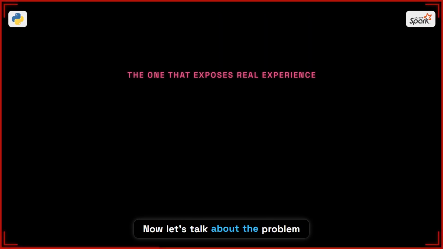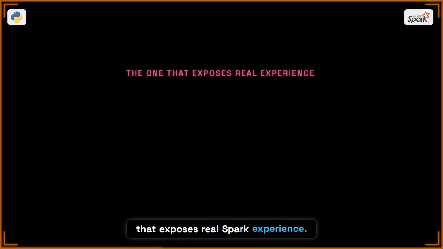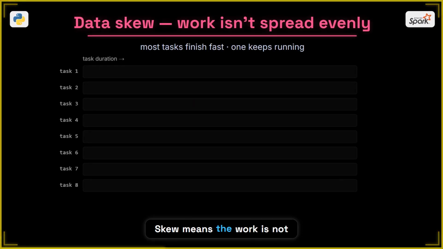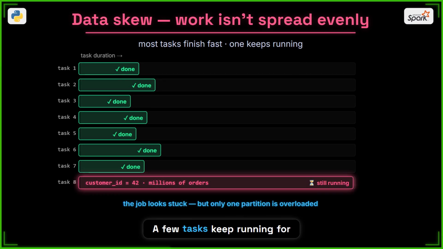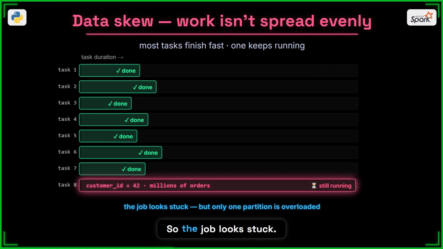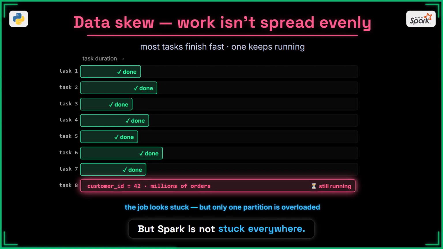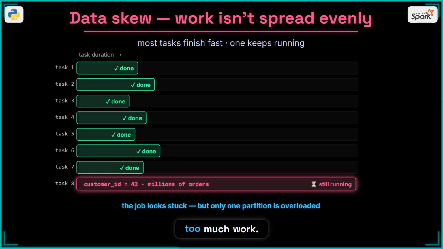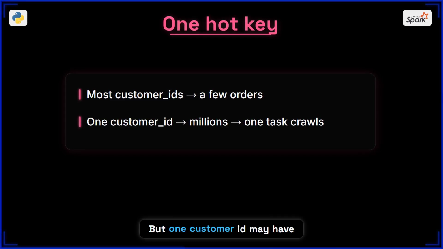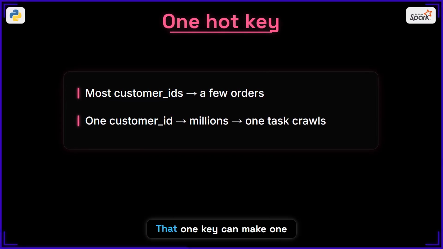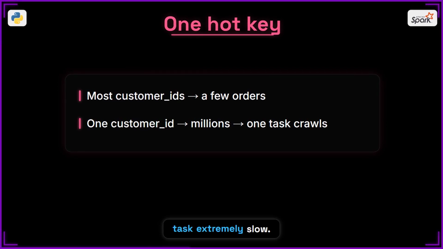Now, let's talk about the problem that exposes real Spark experience, that is data skew. Skew means the work is not distributed evenly. Most tasks finish quickly. A few tasks keep running for a long time. So the job looks stuck, but Spark is not stuck everywhere. One or two partitions are doing too much work. For example, most customer IDs may have a few orders, but one customer ID may have millions of orders. That one key can make one task extremely slow.